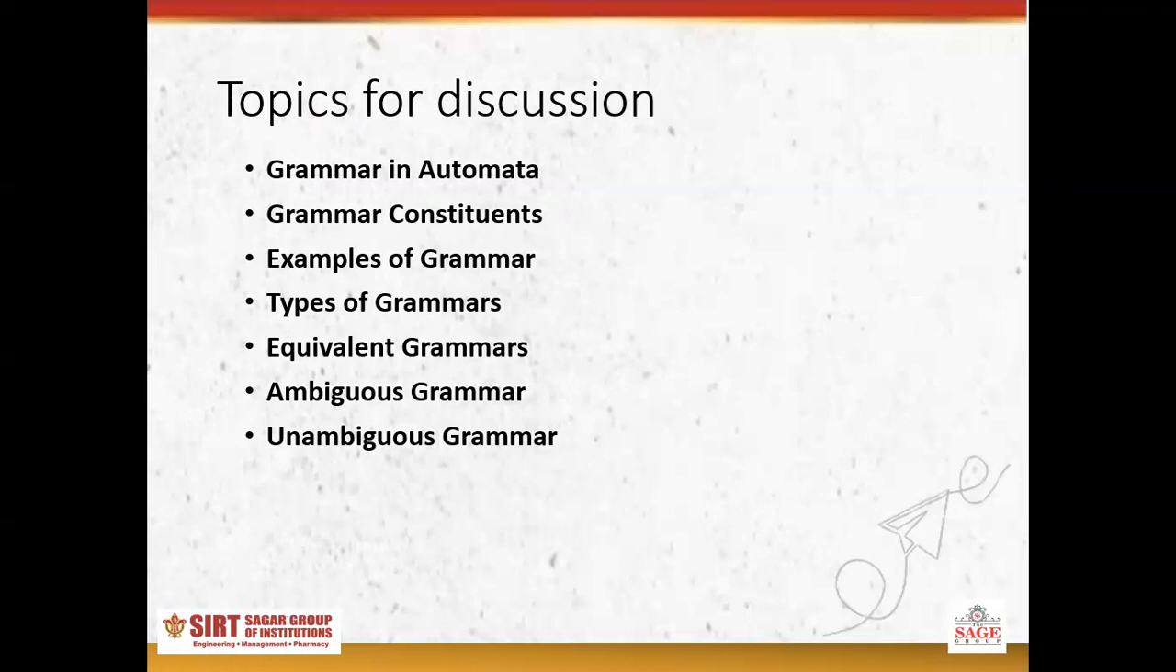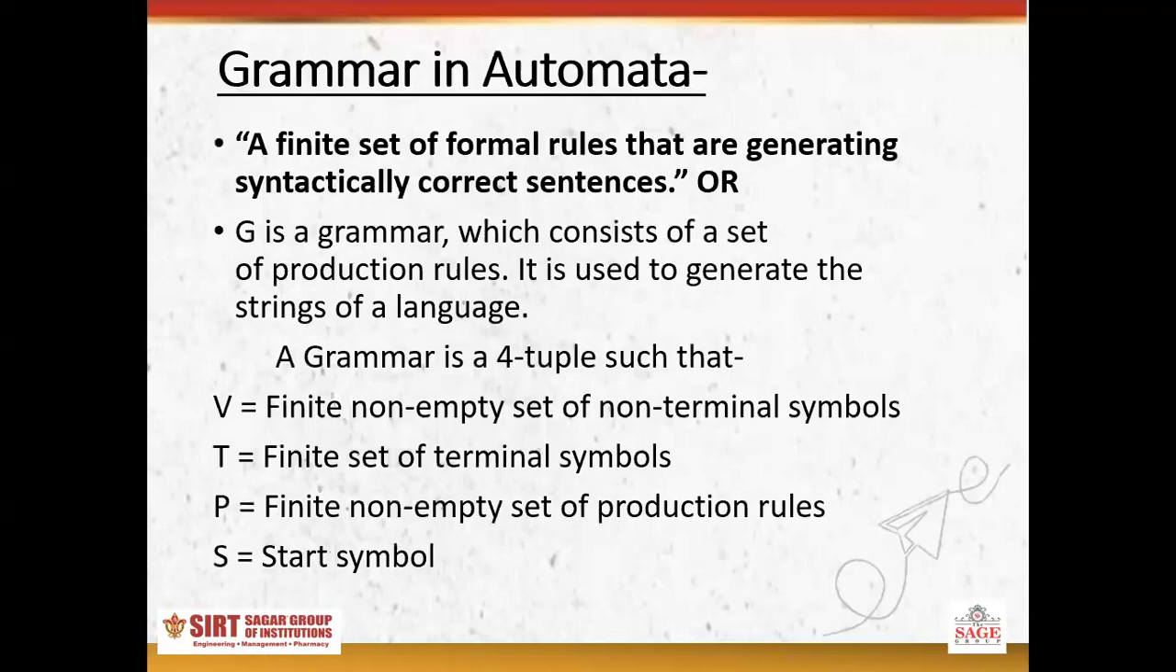Today we are going to properly cover equivalent grammar. What are equivalent grammar, ambiguous grammar, and unambiguous grammar? So we are starting with grammar in automata. What do you mean by grammar?